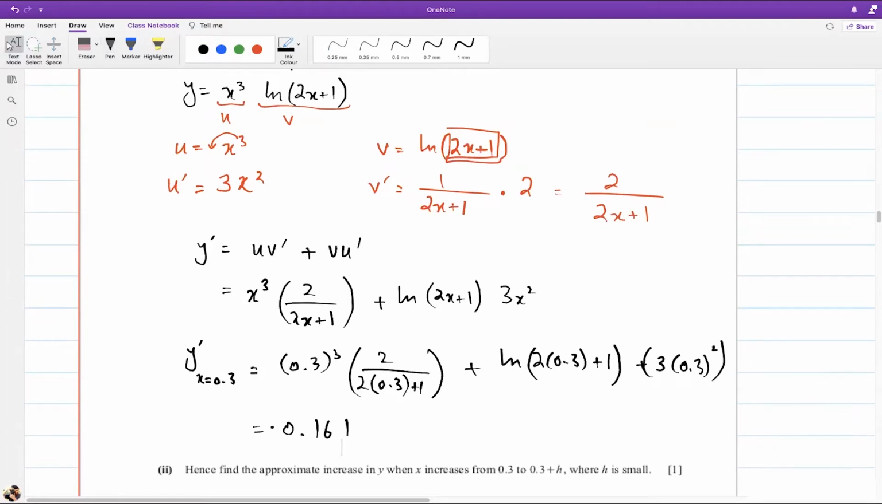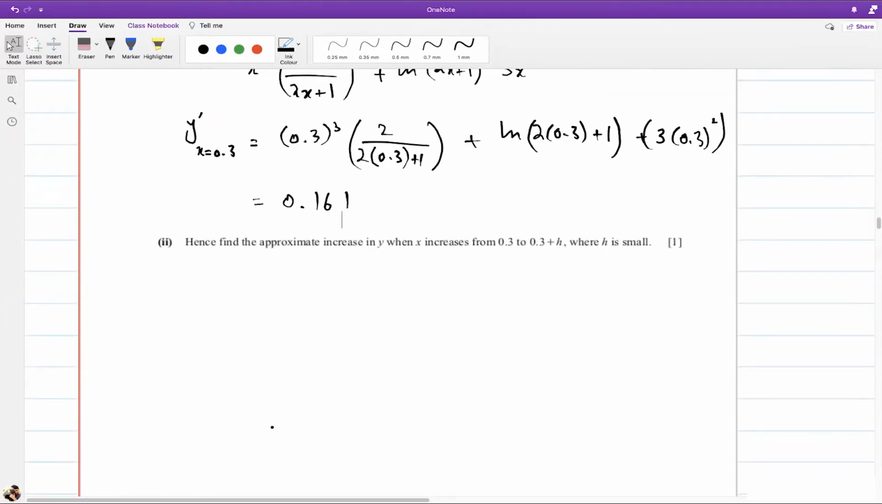I'm getting 0.161. अब मेरे पास ये डेरिवेटिव मिल गया है. Next is saying find the approximate increase in y when x increases from 0.3 to 0.3 plus h. ठीक है. So what is the change in x? Delta x, small change in x is h. So पहले मैं plug in कर लेता हूँ कि 0.3 पे y की क्या वैल्यू है. ठीक है. So 0.3 पे y की वैल्यू निकाल लेते हैं.